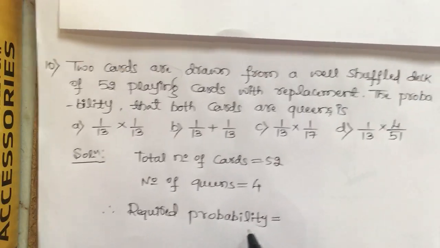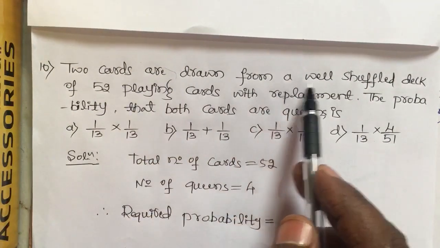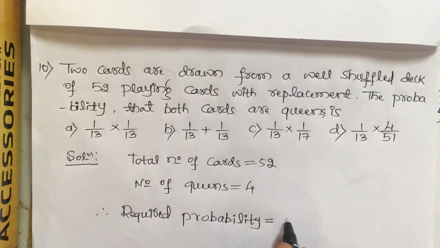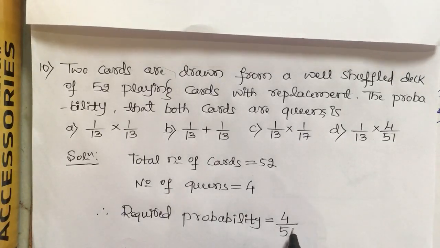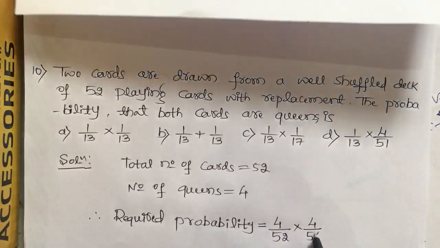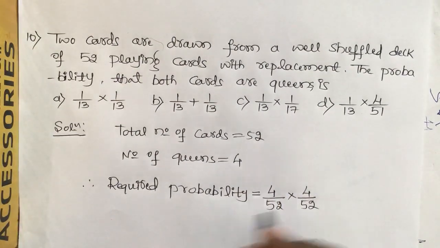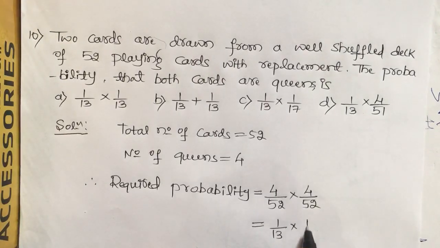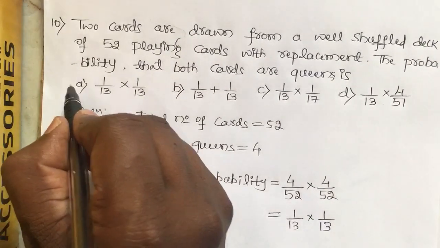which is equal to, out of 52 cards, see here the question: two cards are drawn from a well shuffled deck of 52 playing cards with replacement. That means the probability of picking the queen is 4 divided by 52, and in the second draw that probability is also 4 by 52 because we are replacing the card which is drawn in the first attempt. So now this is nothing but 1 by 13 into 1 by 13. So which is the answer now? It is option A.